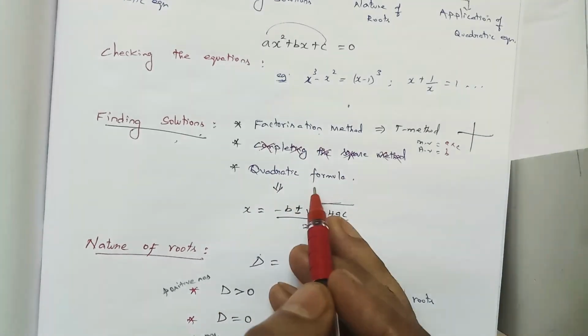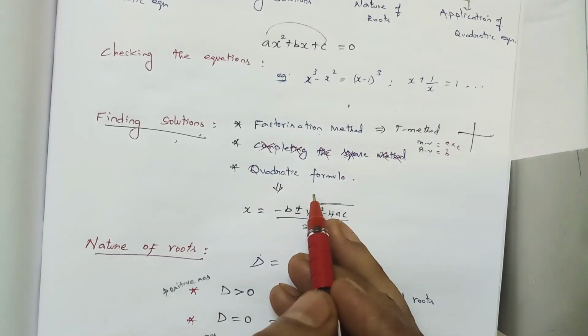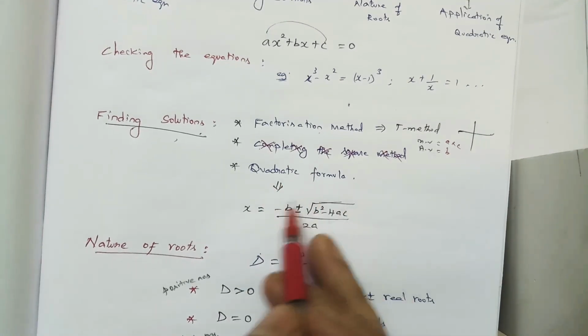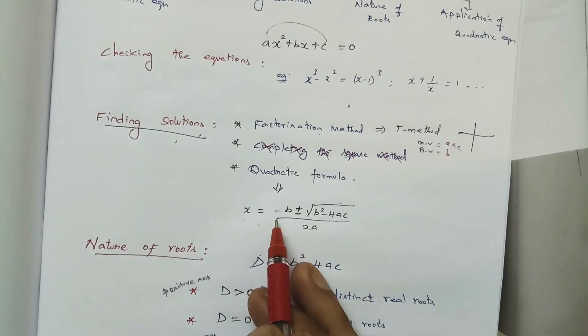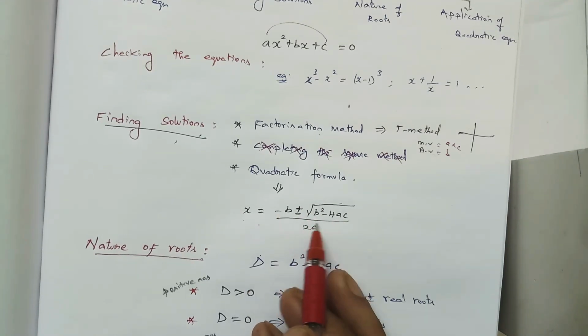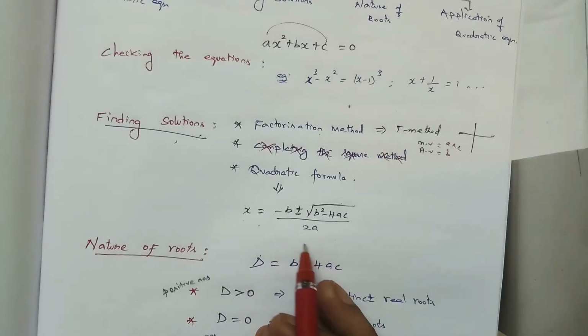And the next one is the quadratic formula method. This is a very easy and simple method to find the solutions. The quadratic formula is x equals minus b plus or minus square root of b square minus 4ac, divided by 2a.